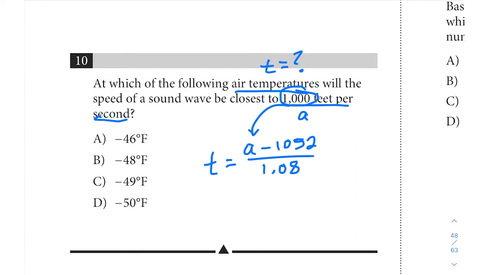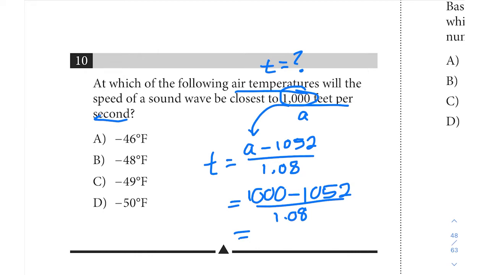So let's take a look and see what happens when we do that. So if we plug that in, we're going to get 1,000 minus 1052 over 1.08. And remember, this is the calculator section, so I would not recommend trying to do mental math on this. You still want to do mental math where you can to save time, but this is certainly complex enough that you should rely on a calculator.